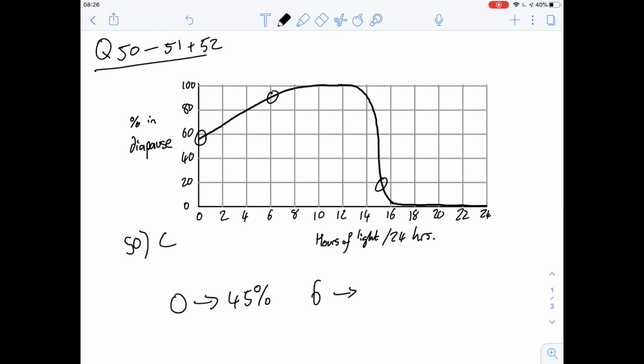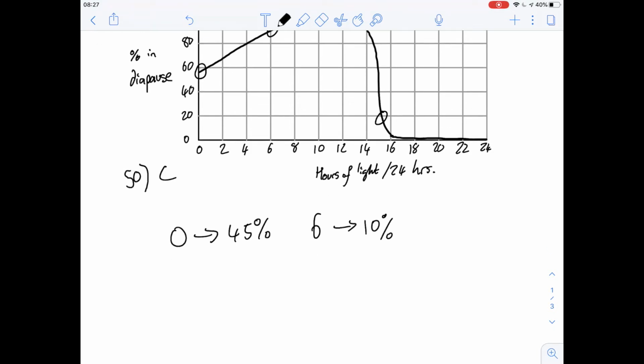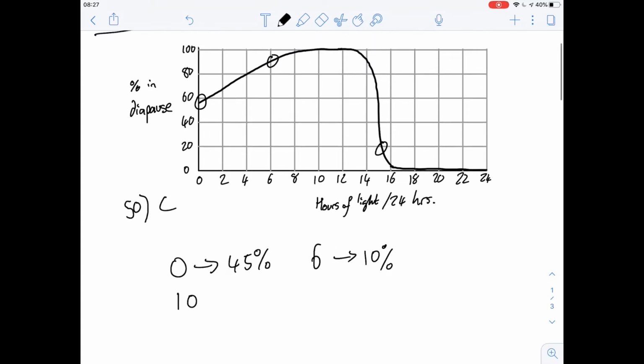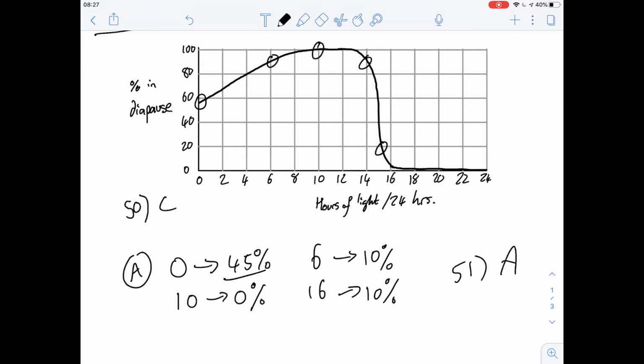If we look at 6 hours then, that would bring us up here, and that means there's about 10% growing and developing. If we look at 10 hours, that's going to be 0% growing and developing because they're all in diapause at that point. And then for 14 hours, it's going to be around here. And again, that's around 10% growing and developing. So this is answer A, and it's got the highest percentage that are growing and developing, and that's the largest percentage of the fly population. So that's going to be the answer in this case. 51 is going to be A.